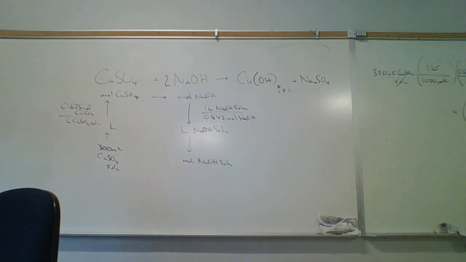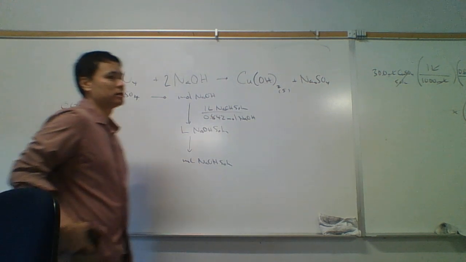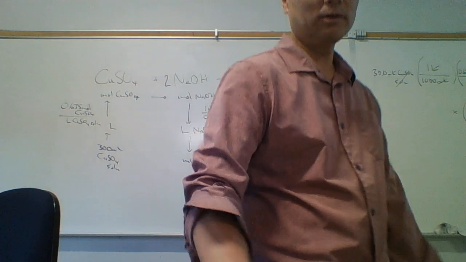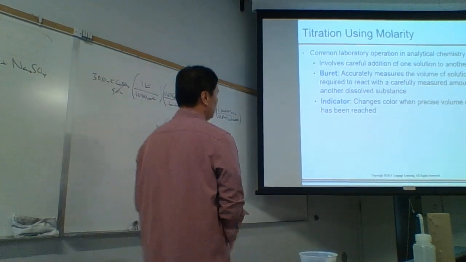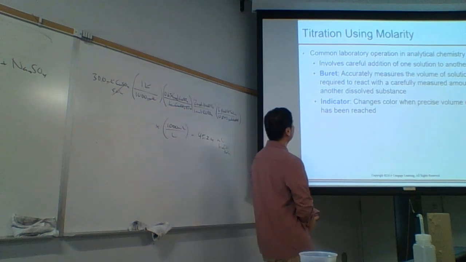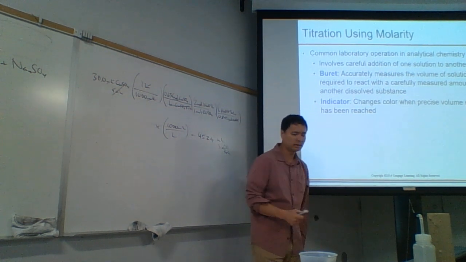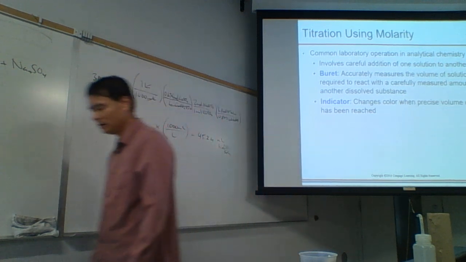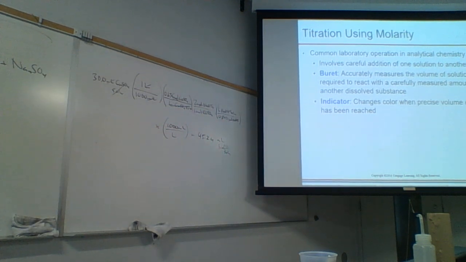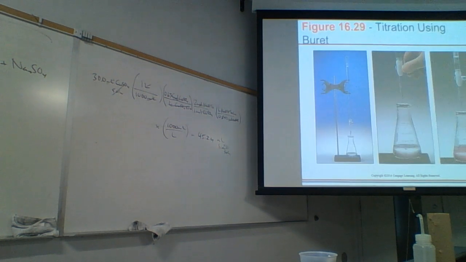So in solution stoichiometry, the titration is very common, and I set up the equations for you for the titration, but we'll talk about it in this chapter here. We need a burette for titration and some indicator. The indicator tells you when to stop. We use phenolphthalein for our indicator. It tells us when the reaction's completed.